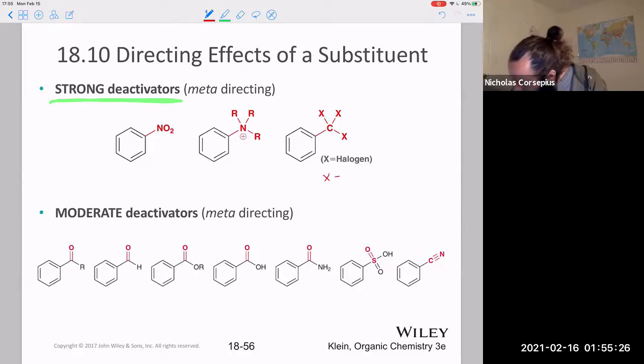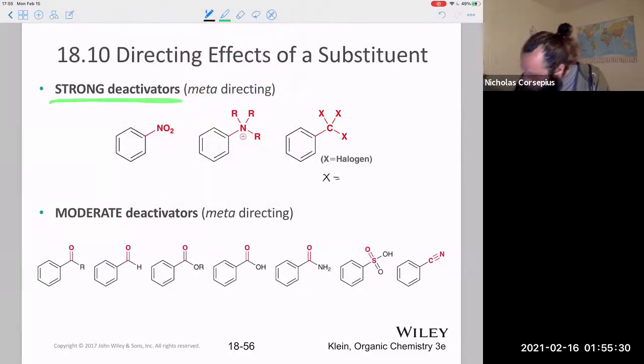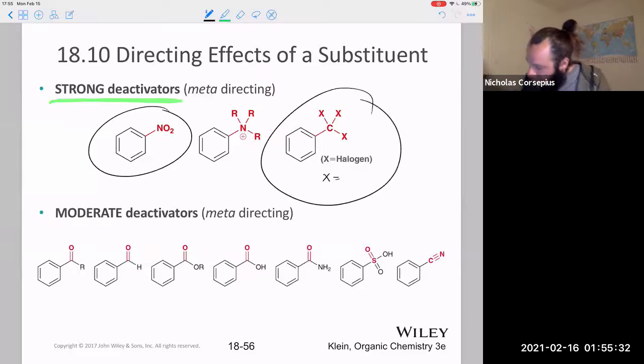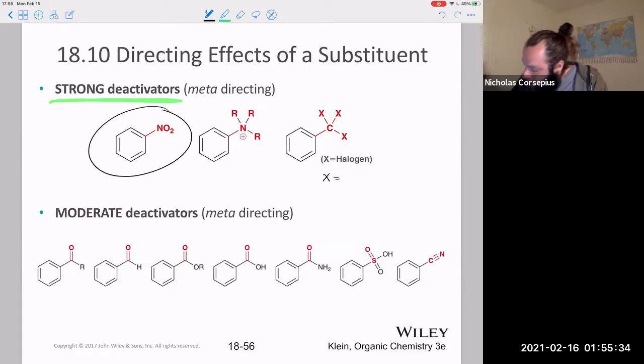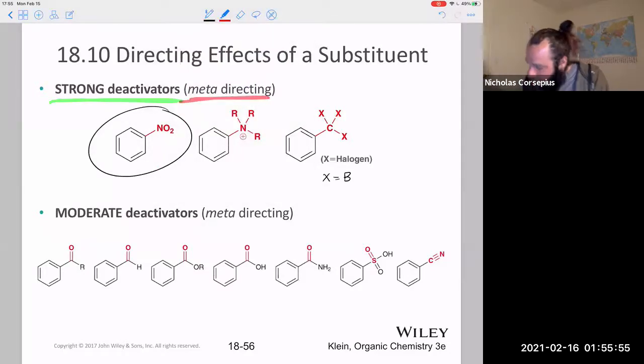And in particular, this one's going to be pretty important. I would say these two right here are going to be the most important because especially when X is bromine, we actually know how to make that using one of the reactions that we learned about in chapter 17, okay, specifically talking about when we use NBS. So these two are going to sort of be the most important strong deactivators. And remember, those deactivators are meta-directing.